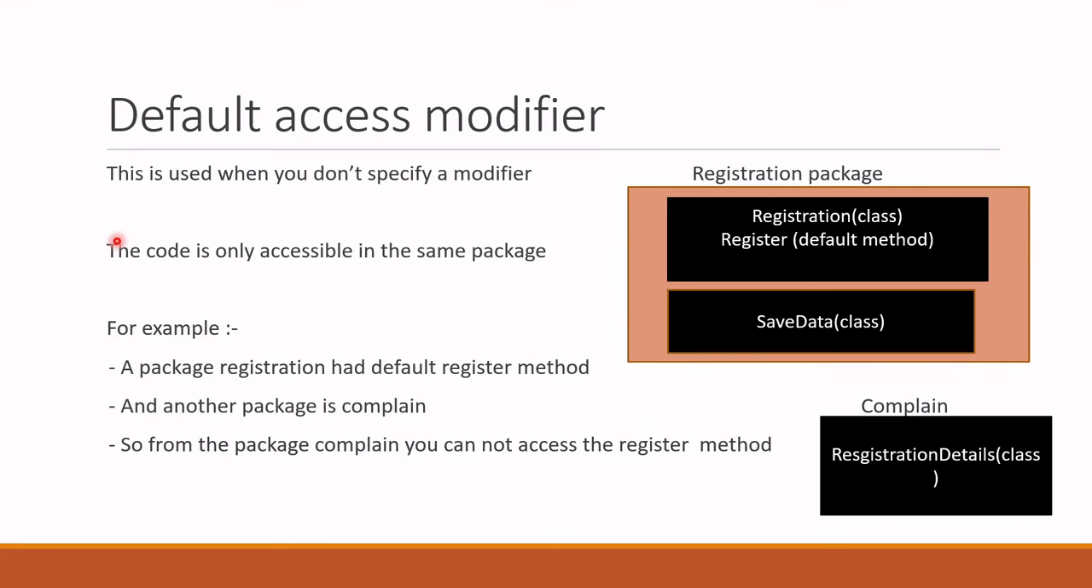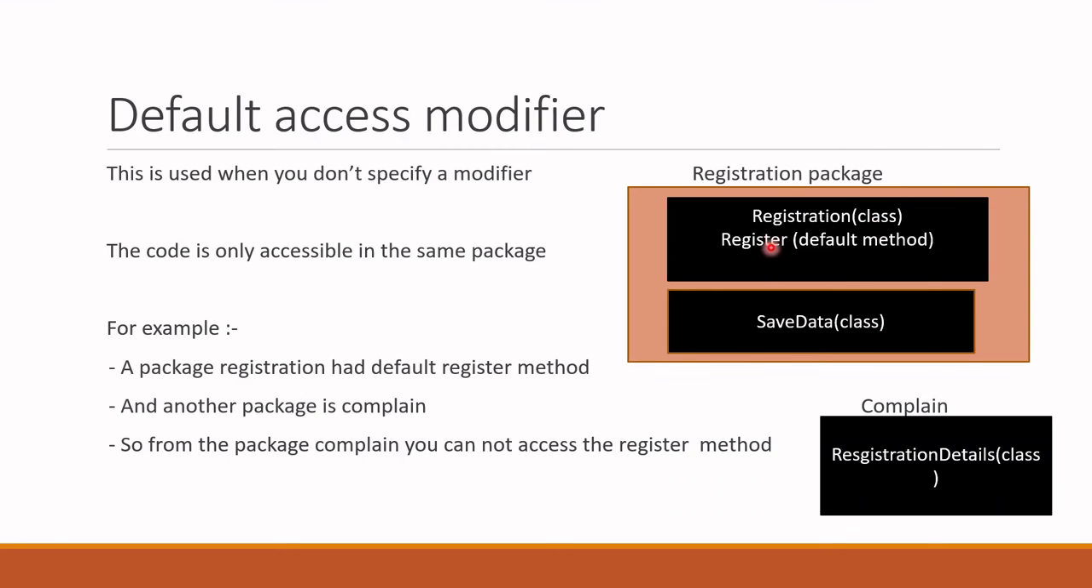The third access modifier is default. If you don't specify anything, then default is allocated. The default access modifier is accessible within the class, outside the class, but within the same package, and not accessible outside the package. For example, we have a registration package in which we have two classes, registration and save data.